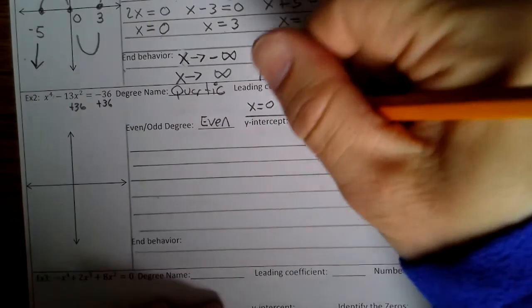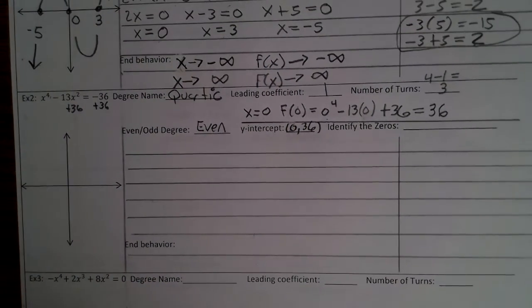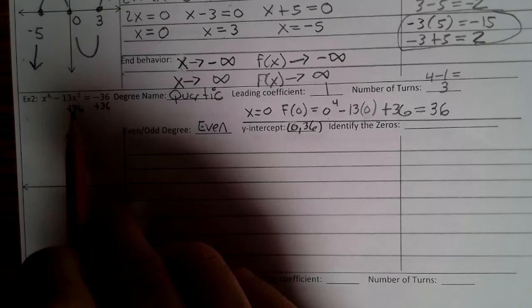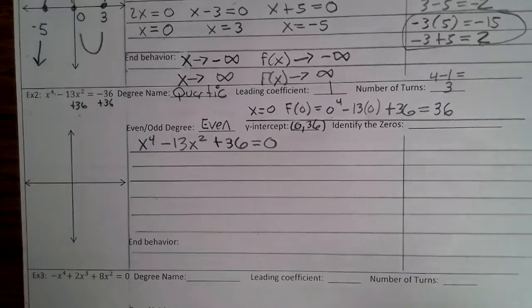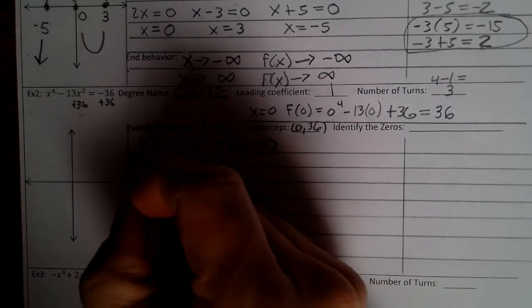Now, to identify the zeros, we need to factor or set this equal to 0 and solve. So we have x to the 4th minus 13x squared plus 36 equals 0. All right, so now we're going to factor. We know 2 parentheses. We know that this has to be x squared and this has to be x squared.